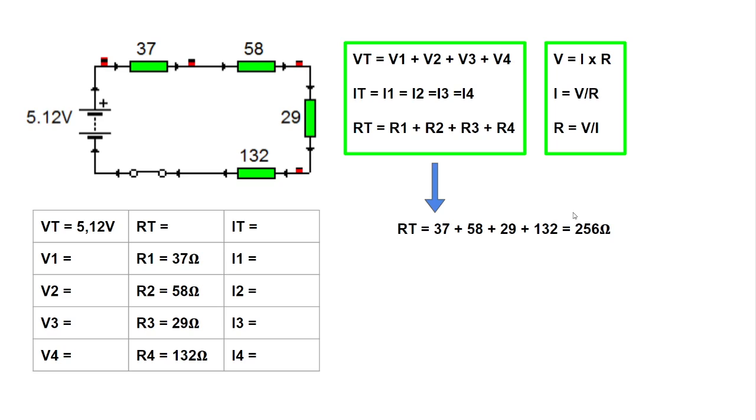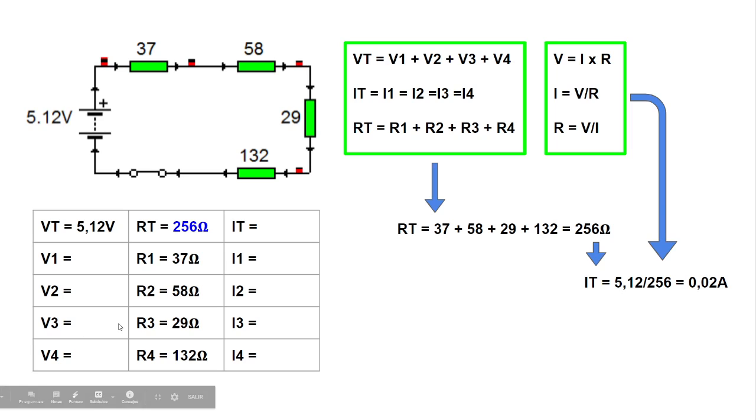Now that we have the total resistance, the next thing will be to find the total intensity. Since we have total voltage and total resistance, we can apply Ohm's law. Always remember that we can apply Ohm's law if we have total voltage and total resistance, or for example voltage 2 and resistance 2, voltage 4 and resistance 4, or in other cases if we have resistance and intensity. But we have to use these formulas always with the same resistance. We cannot calculate with, for example, resistance 1 and intensity 3. It has to be resistance 1 and intensity 1.